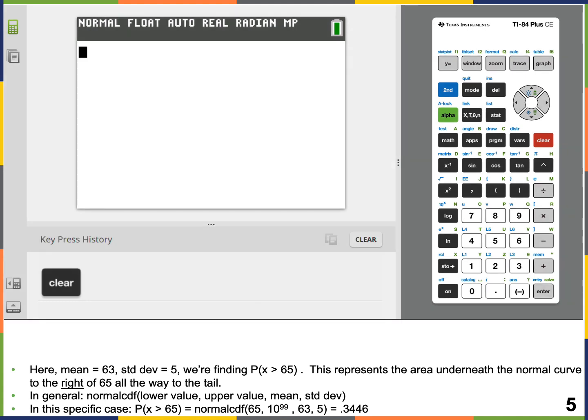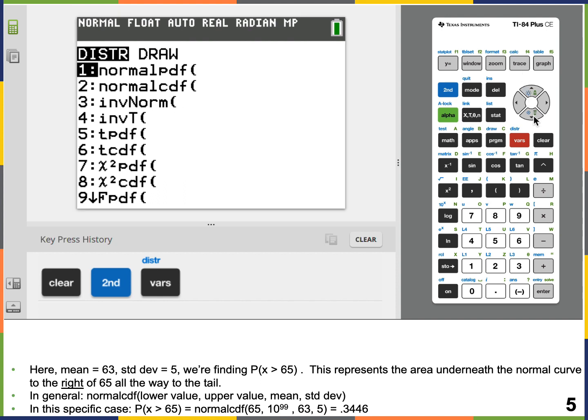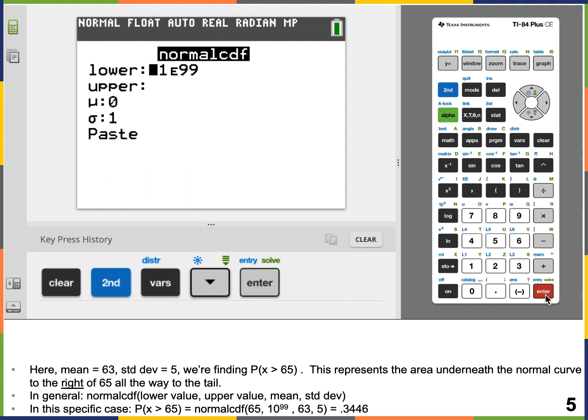All right, so let's go ahead and do this. To use normal CDF, we go second, then distributions, so you hit the down arrow, and then number 2, normCDF. You scroll down here, enter, and then your lower value. The case I'm showing right now is the probability that a randomly selected student scored more than 65, with a mean of 63 and a standard deviation of 5.